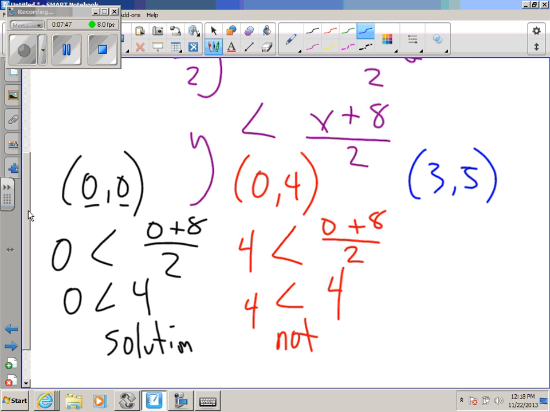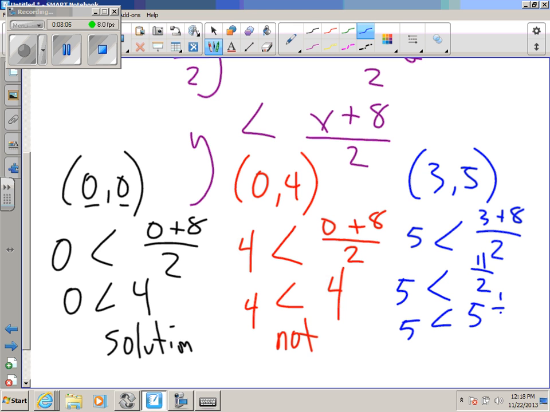Over here, they say that y is 5, less than 3 plus 8 over 2. What is 11 over 2? Is 5 less than 5.5? Sure it is. So another solution. Better? Sometimes you have to just write the work out so you can see it.